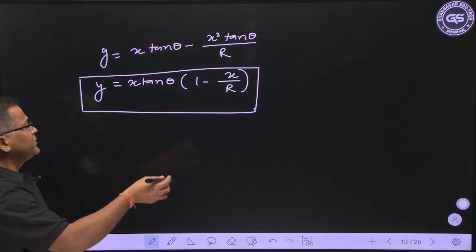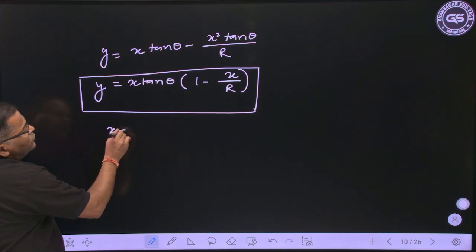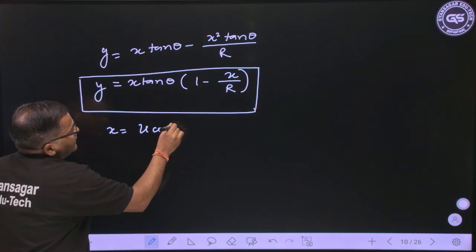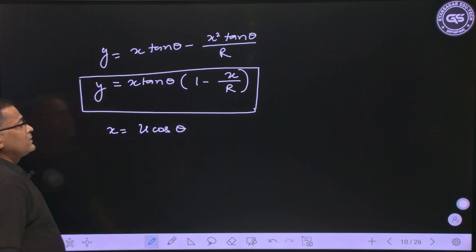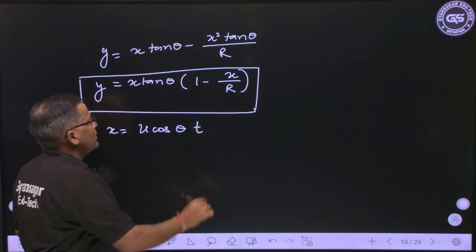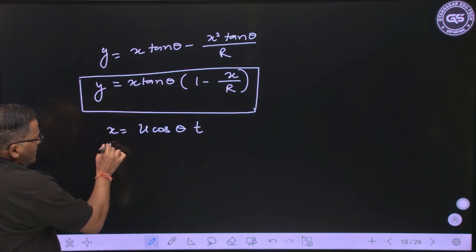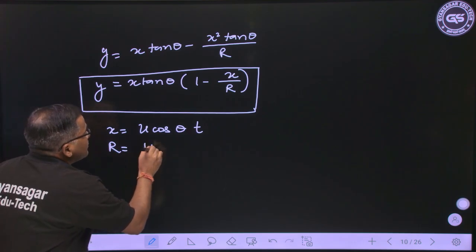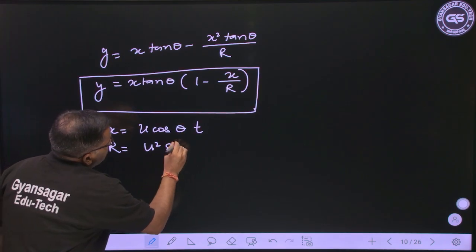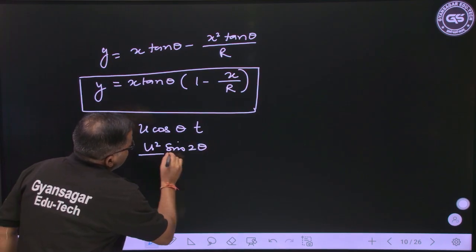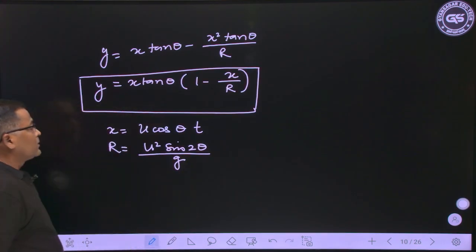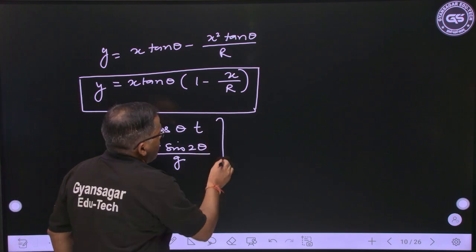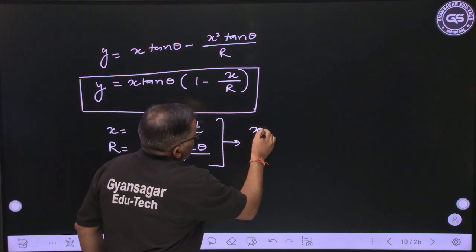Now x equal to u cos theta t, and r equal to u square sin 2 theta by g. So I will use these two equations and find x by r.